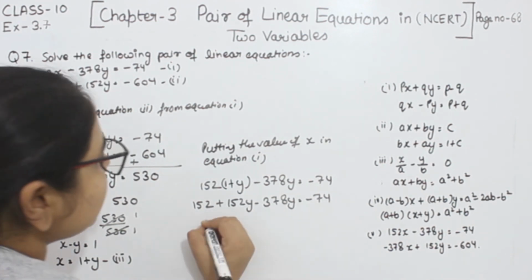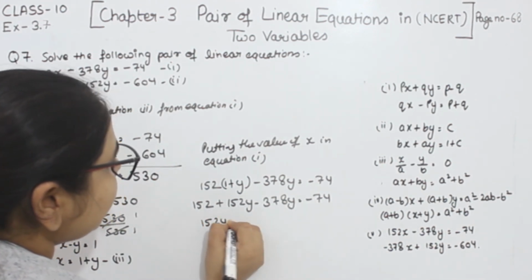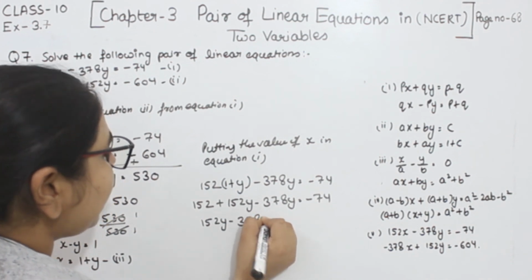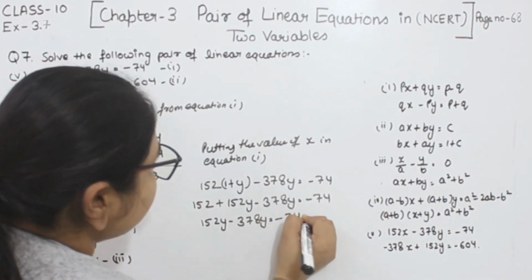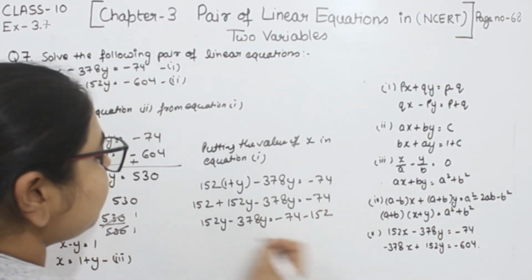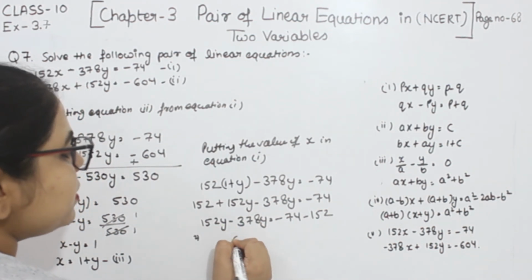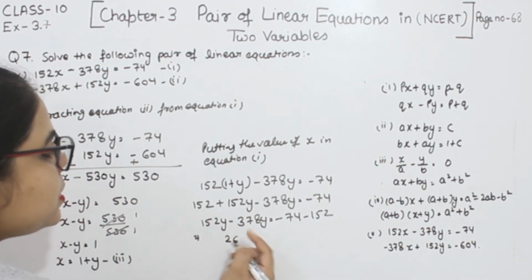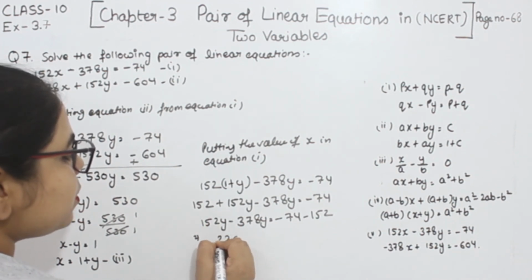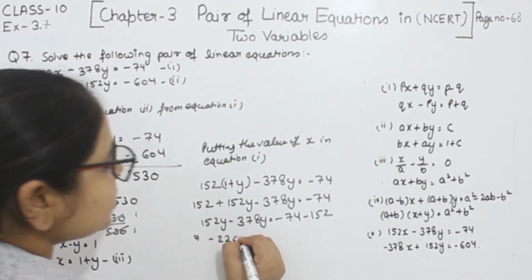Now we will transpose this. So we have 152y minus 378y equals minus 74 minus 152. Now we will subtract this one. 8 minus 2 is 6, 7 minus 5 is 2, and 3 minus 1 is 2. So this gives 226y.